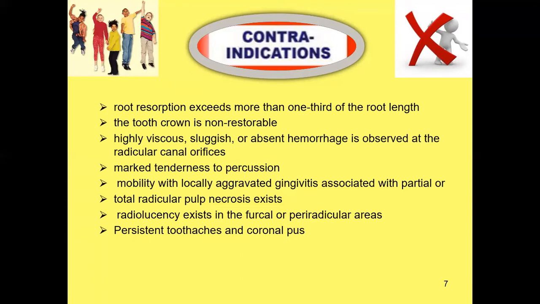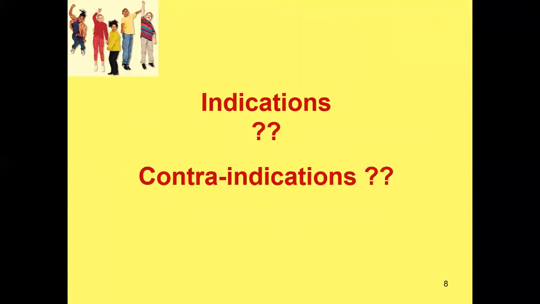Then the bleeding from the site is highly viscous, sluggish, or absent hemorrhage. Absent hemorrhage means the tooth is non-vital. Okay, it is observed at the radicular coronal orifice. Then marked tenderness on percussion, mobility with localized aggravated gingivitis associated with partial or total radicular pulpal necrosis. Then the radiolucency existing in the furcation and periradicular areas, the persistent toothache, pus, all those things are the contraindications of pulpotomy. So again, I hope you guys understood what are the indications and contraindications of pulpotomy.